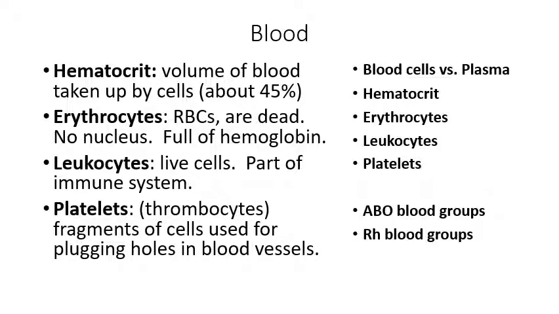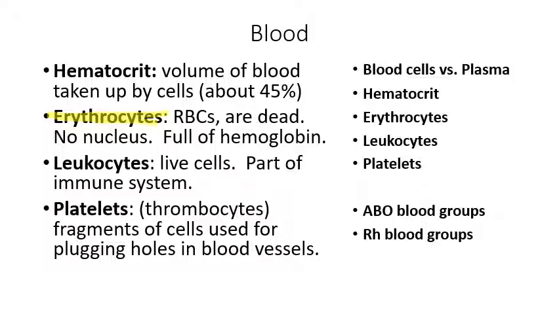Okay, so the hematocrit is normally 45% of the blood. Erythrocytes is the technical name for red blood cells. There, after about 5 weeks, I've finally shown you how to spell the word erythrocyte. So erythrocytes are the red blood cells. They are technically dead. They have no nucleus, and they are filled up with the protein called hemoglobin.